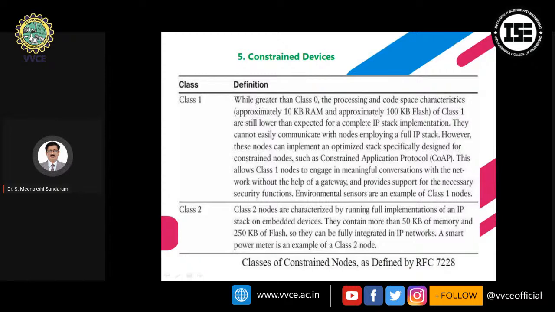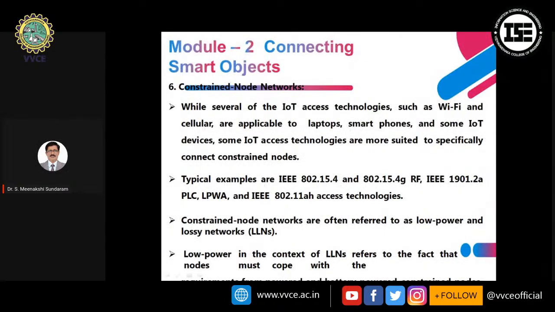Similarly, class 2 nodes are characterized by running a full implementation of the IP stack on embedded devices. They contain more than 50 KB of memory and 250 KB of flash compared to class 1. And they are fully integrated in IP networks. A smart power meter is an example of a class 2 node. So these are the classes of constrained nodes, class 0, 1, 2, defined by RFC 7228.